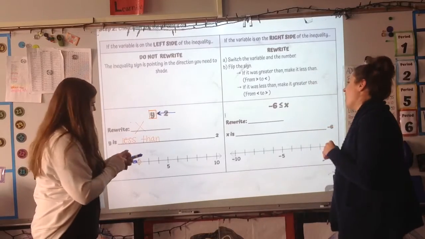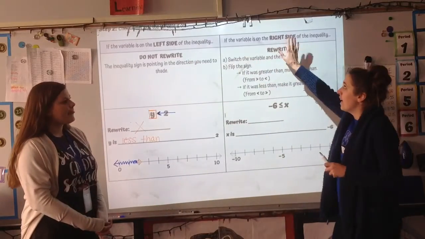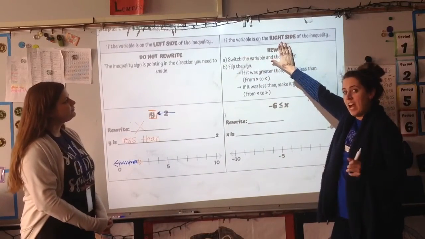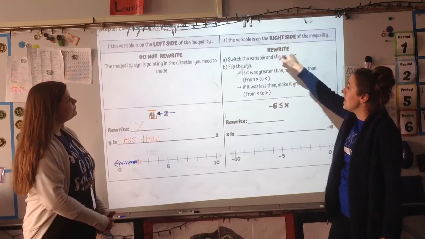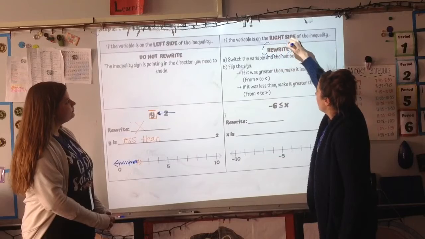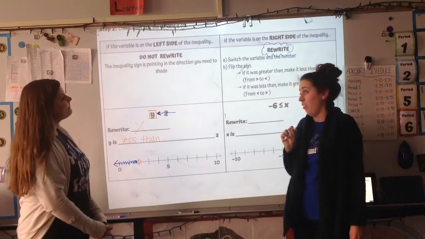Thank you. Alright, so let's look at a different scenario. That was when the variable is on the left side. Now you guessed it, we're looking at when it's on the right side, a la derecha. Okay? If it is on the right side, we need to rewrite. I want you to highlight this, underline this, circle this, or something. This is going to be the hardest part. This is what's going to mess you up a little bit sometimes.